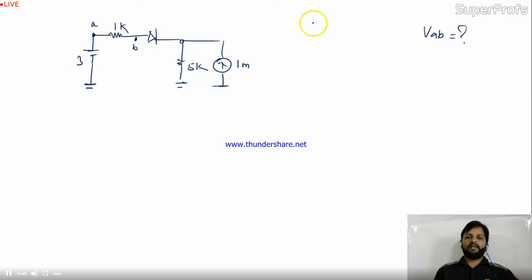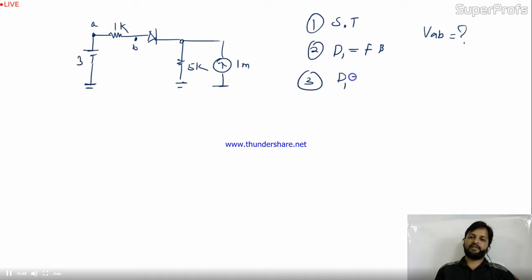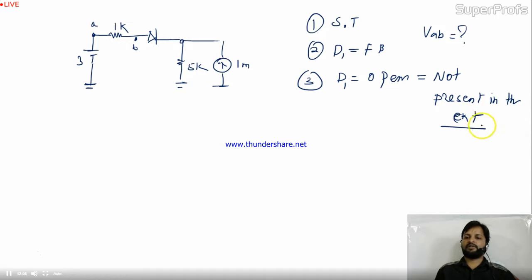In my first method, I did the same thing by the source transformation technique. In the second, the assumption is that the diode is forward biased. In the third assumption, I'll assume D1 is open. Open means not present in the circuit. This is my assumption. This is very important. When we solve general diode questions, this concept will be very useful. So please remember it and focus on whatever I'm telling you over here.